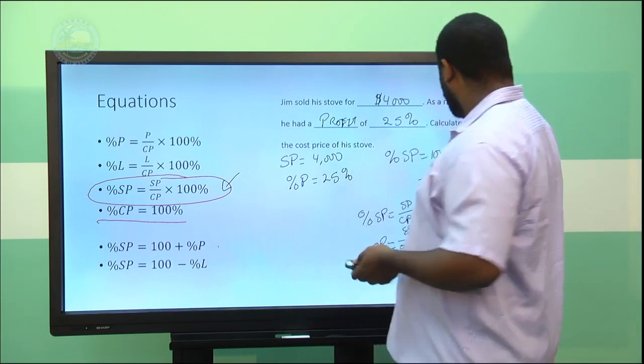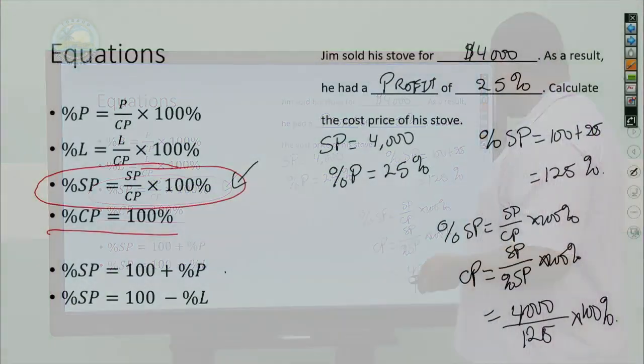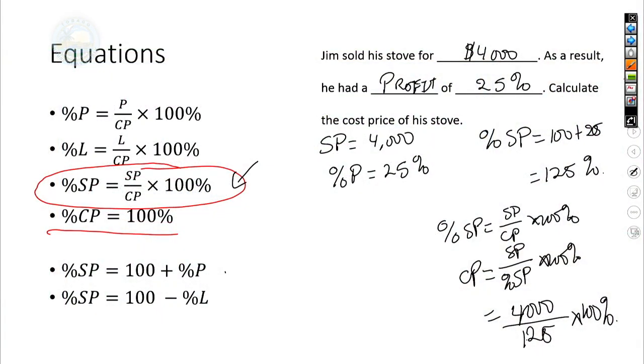So let's go. 4,000 divided by 125 times 100. Well, let's just break it down into numbers that we could work with, right? So this is 4, this is 5, and then 5 into 4,000, that's 800, and then 8 by 4 is 3,200. So that means that the cost price was $3,200.